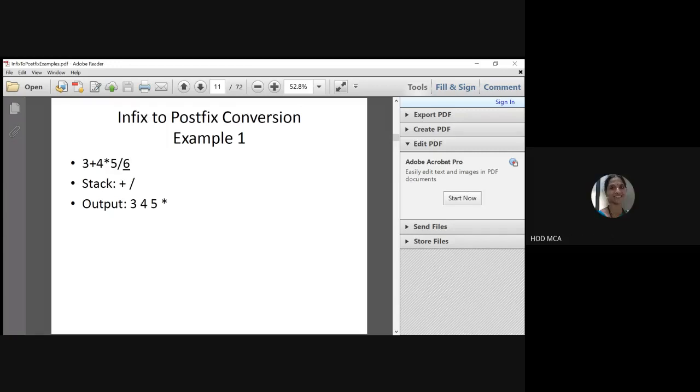Next is 6. 6 will come to the output. Now, after all the characters are scanned, pop out everything from the stack. So, first element that will come out of the stack is slash. So, slash will come here. Next is plus. Is that clear? Yes, ma'am. Yeah, right. So, one last example somebody was asking.